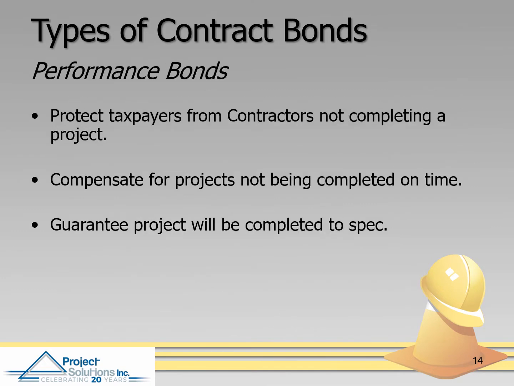A performance bond protects the taxpayers or the customers from contractors not completing the project. So if the projects aren't completed on time, or they're not completed to specifications, and if work has to be redone, the bonding company could be called in to pay for those upgrades or those repairs, and go back to the original contractor to collect the damage.